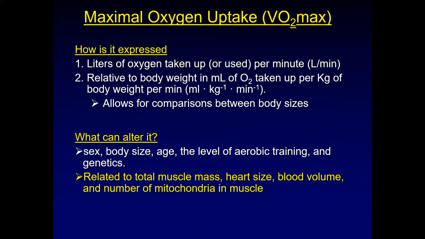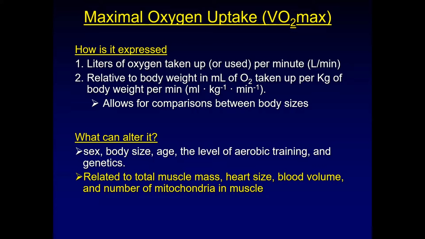Okay, so we talked about max VO2, we talked about how we express it. So let's think about max VO2. Maximal oxygen consumption is highly related to total muscle mass, heart size, blood volume, and mitochondria in muscles. You use oxygen to propel yourself in muscles. If you have more muscle, you can generate more force, which means you can use more energy. Therefore, you will have more total mitochondria in your body.